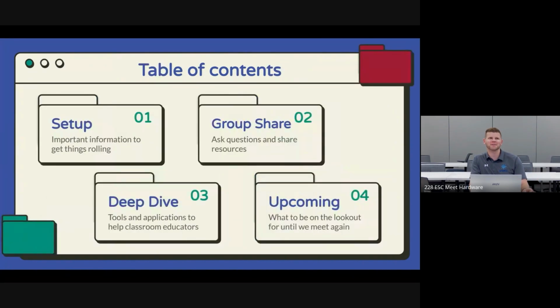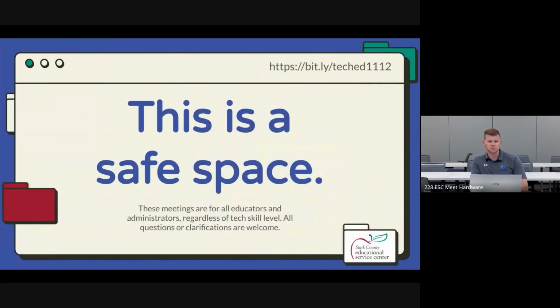We have a lot of fun things to discuss today, and here is our layout for this meeting. First, we're going to do our normal setup stuff just to help get things rolling. Second is my favorite part, where I get to stop talking and you all get to share. That's our group share section. Three, we're going to do our deep dive. Today, we're going to talk about some features that you may or may not know exist inside of Google Gemini. And in that fourth section, we're going to talk about some upcoming events that you want to be on the lookout for.